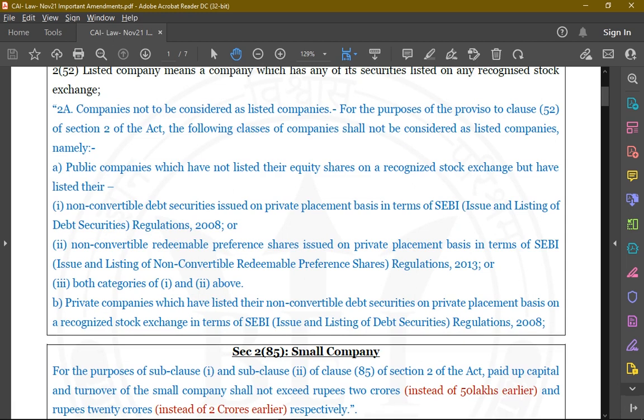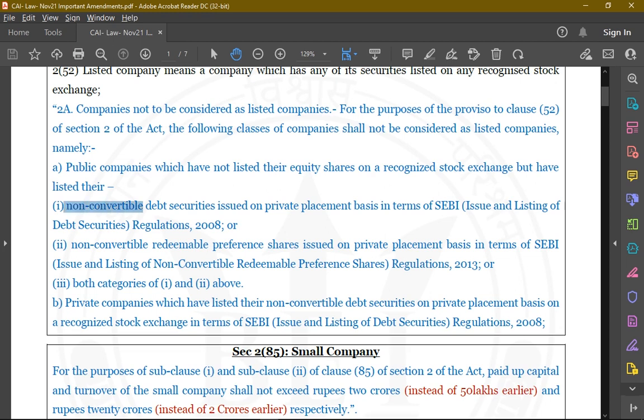A point is about the public companies, whereas the B point says about the private companies. Okay, in the A companies, for the public companies, these three different categories are considered as non-listed companies. What first it says? Public companies which have not listed their equity shares on a recognized stock exchange but have listed there. So look, this word is very important. First condition is their equity shares are not listed in any stock exchange, but either of these three is listed, still it is non-listed company.